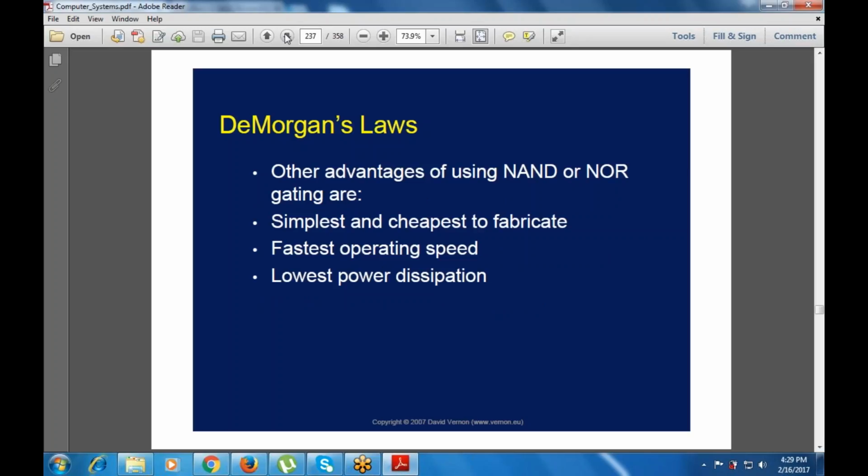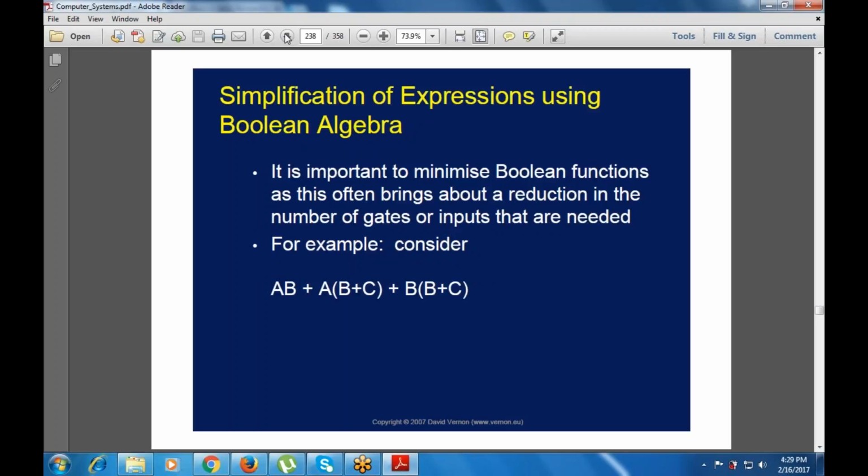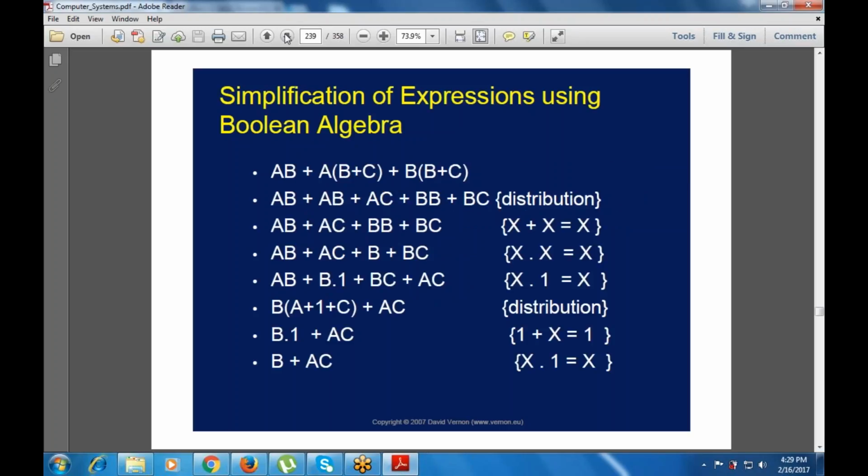And the other advantages of using the NAND or the NOR gates are that they are the simplest and cheapest to fabricate, the fastest operating, and have the lowest power dissipation. And this is a simplification of the expressions using Boolean algebra, and it is also important to minimize Boolean functions, as this often brings about a reduction in the number of gates or inputs that are needed. For example, consider AB plus A(B plus C) plus B(B plus C).